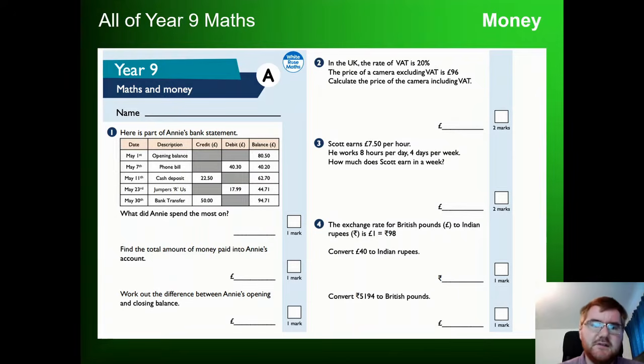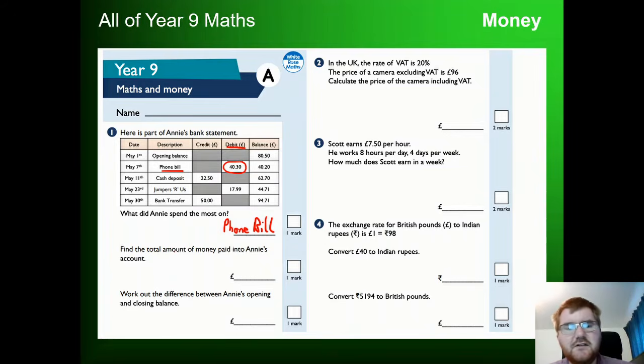So we have a bank statement just here from Annie. And we need to work out what did Annie spend most of the money on. So we're looking at the debit column here. We're looking for the highest number in the debit column, which is this one here. And she spent that on her phone bill. So we're not looking for the amount of money here, but just exactly what she spent it on.